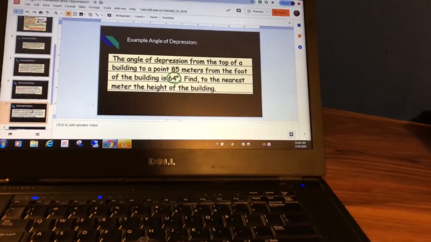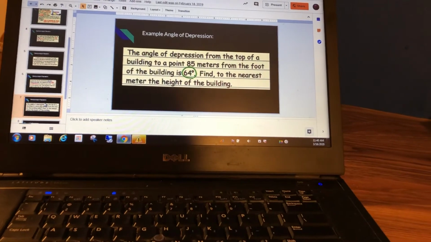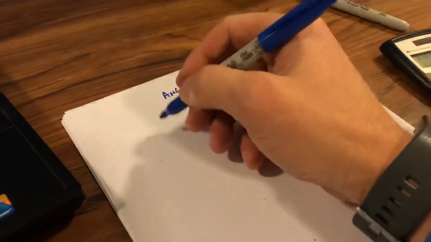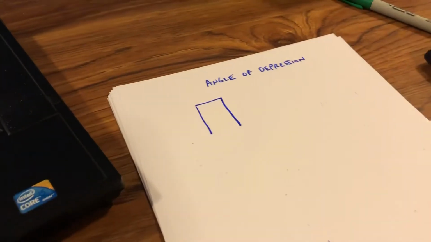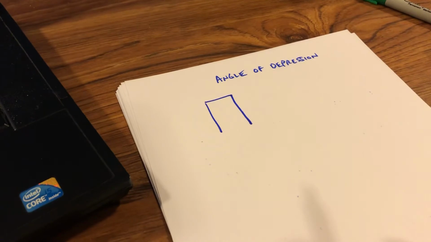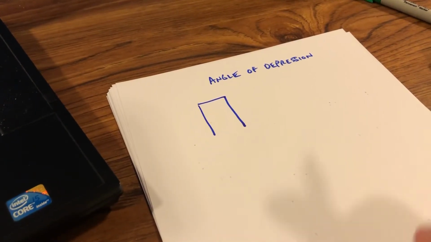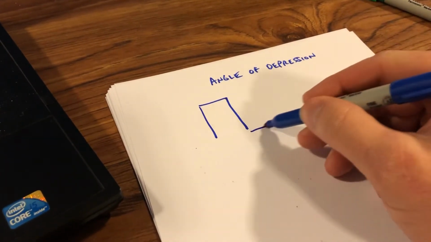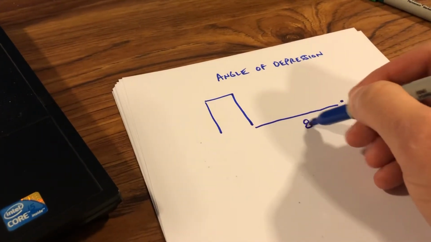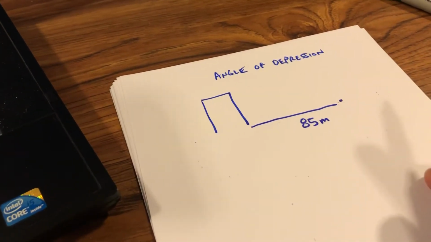So again, with these problems we want to make sure that we draw a good picture. So let's go ahead and go to our picture. We've got a building. Again, it doesn't have to be a masterful piece of artwork. It says the angle of depression from the top of a building to a point 85 meters from the foot. So there's a point that is 85 meters from the foot of the building.